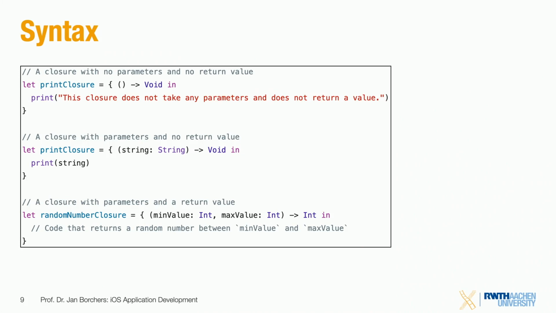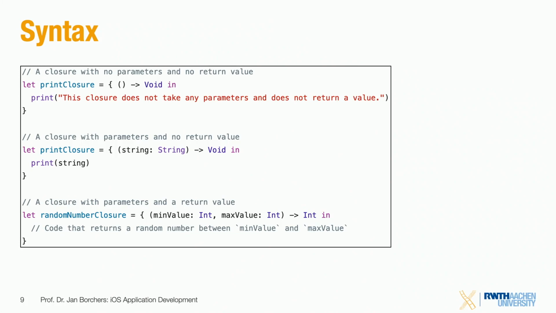And here finally we have the full-blown version. Here we have a closure that takes two parameters, min value and max value, both integers, and it has a return type of integer. It then does something with that and returns, maybe, a random number, for example, between min value and max value. Again, we assign that here to a variable, but that's just for illustrative purposes.